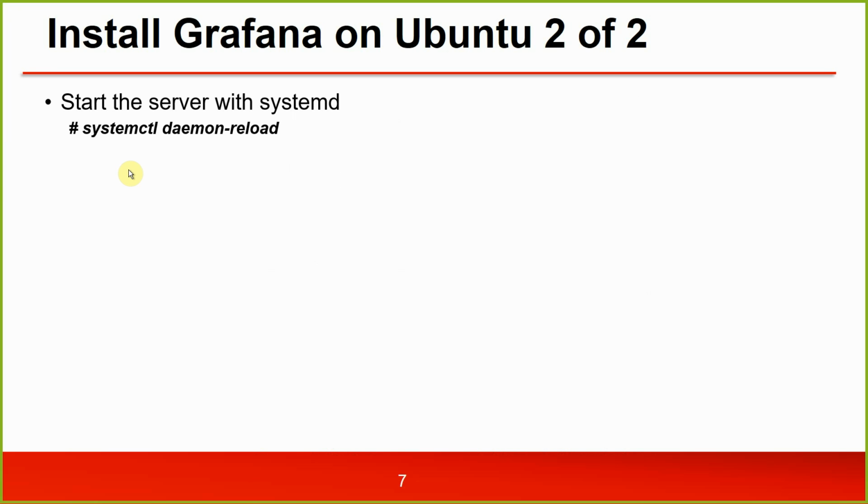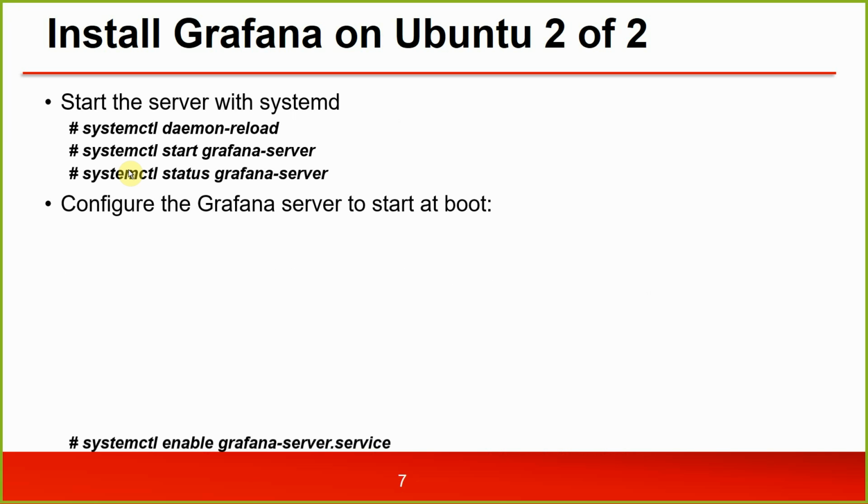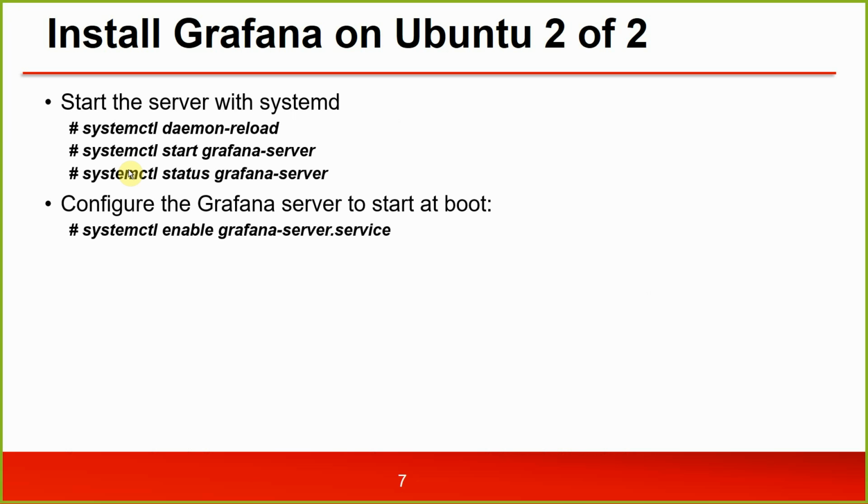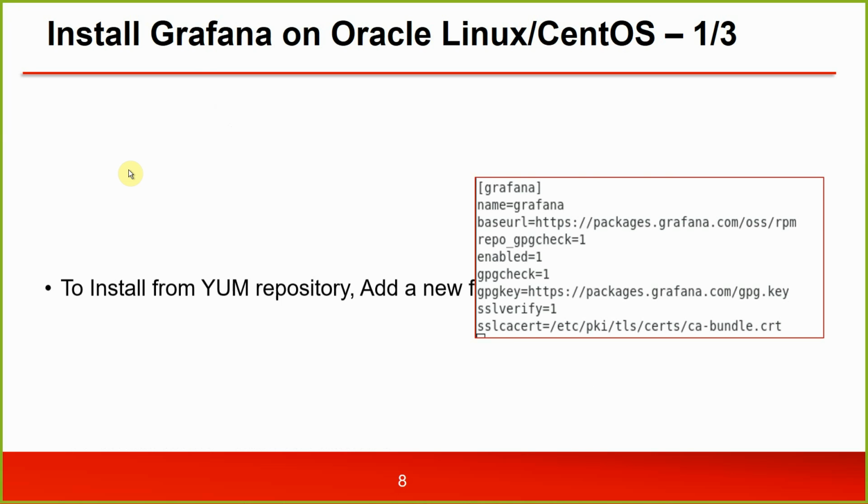Start the server. The rest of the commands are the same as on CentOS 7, Oracle Linux, CentOS 8, Oracle Linux 8 or RHEL 8. Same command. systemctl enable grafana-server.service. This will enable it.